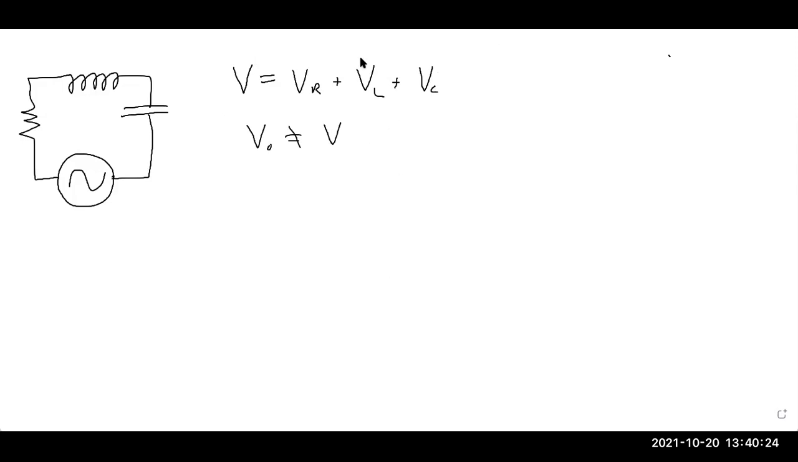that the voltage amplitudes sum up to the voltage amplitude across our source, because they have peaks at different times. So if they all peaked at the same time, then yeah, the sums would work out, but they don't. So the sums of the peaks will be more than the peak of our source.